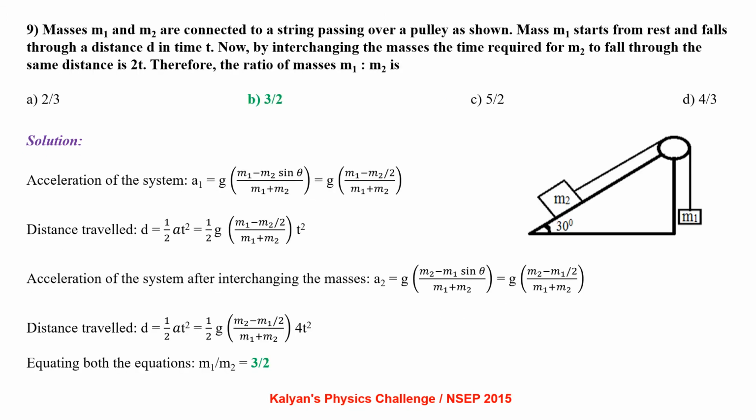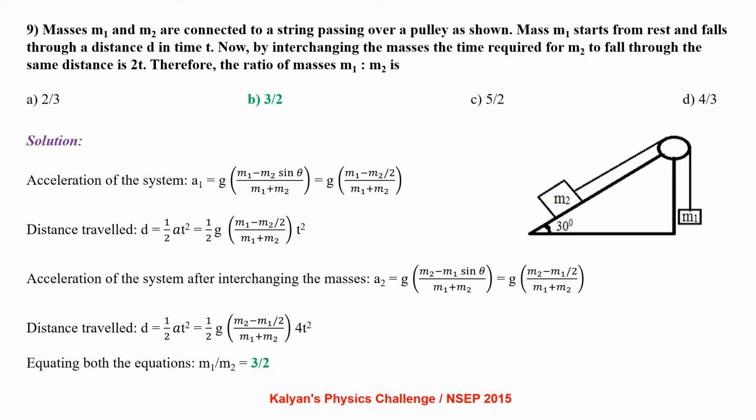Masses m1 and m2 are connected to a string passing over a pulley as shown. Mass m1 starts from rest and falls through a distance d in time t. Now by interchanging the masses, the time required for m2 to fall through the same distance is 2t. Therefore, the ratio of masses m1 and m2 is: acceleration of the system a1 equal to g times (m1 minus m2) sin theta by (m1 plus m2), that is g times (m1 minus m2) by 2 by (m1 plus m2).